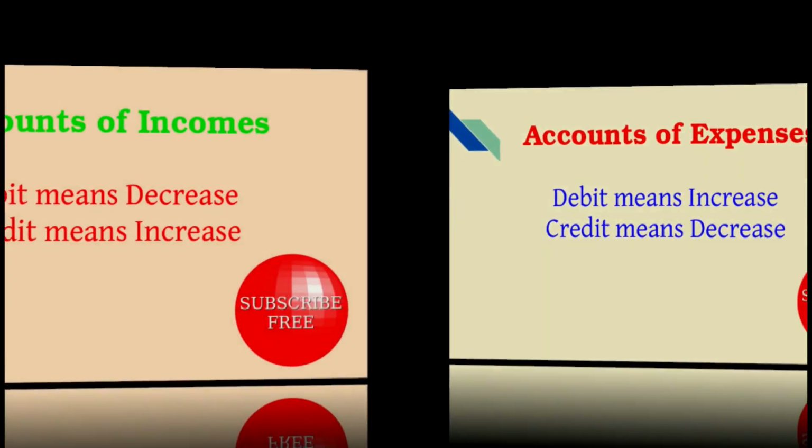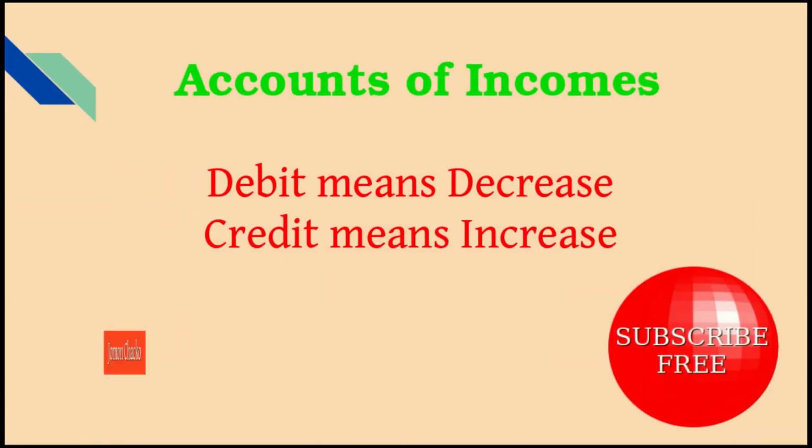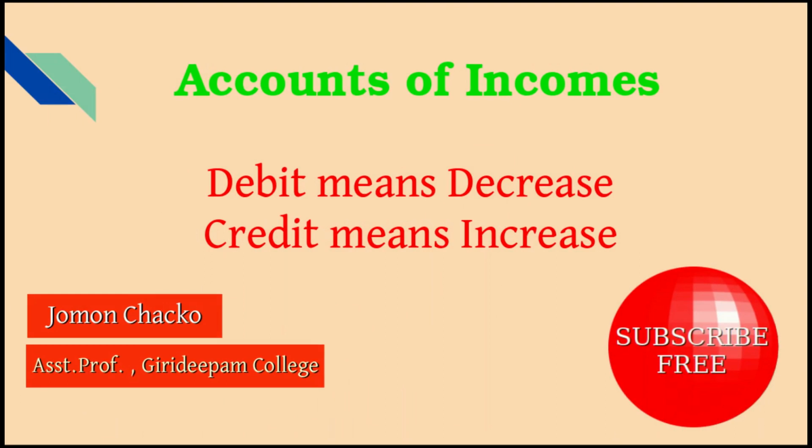Now the last is accounts of incomes. The rule is debit means decrease, credit means increase. When the amount of a particular income is increased, that is a particular income is earned, then the account of that particular income is to be credit and vice versa.